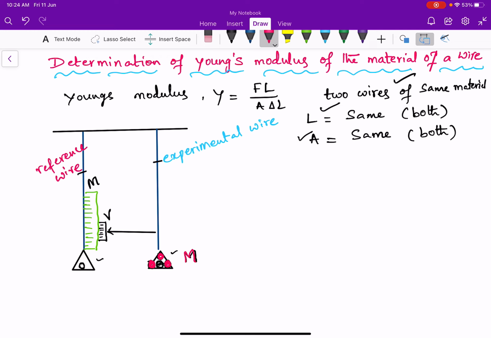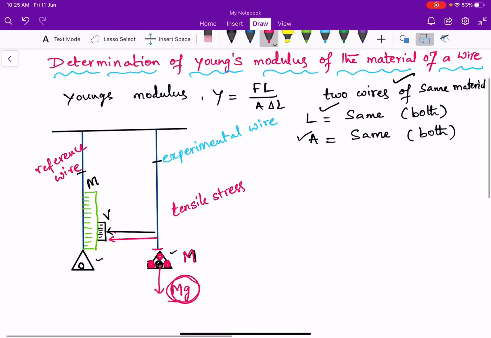The corresponding weight is M into g. So this force is acting on this experimental wire. Because of this force, a tensile stress comes into picture. This force Mg stretches the experimental wire, and because of this, the needle will be displaced from the initial position to some other position.